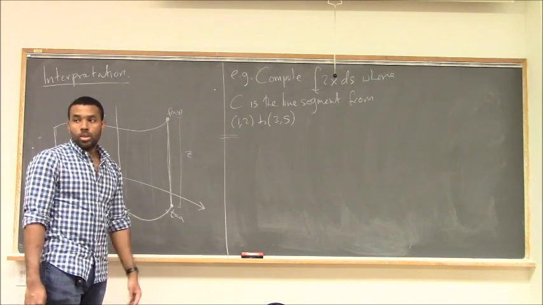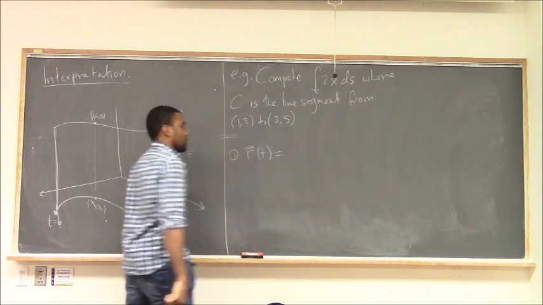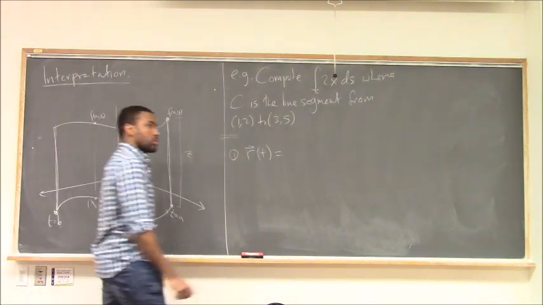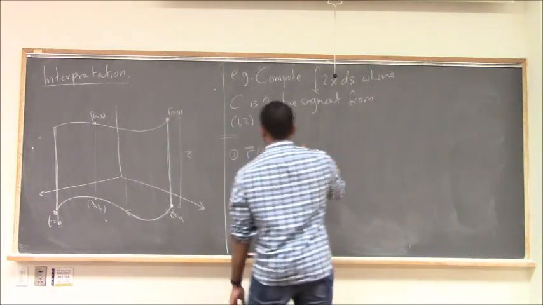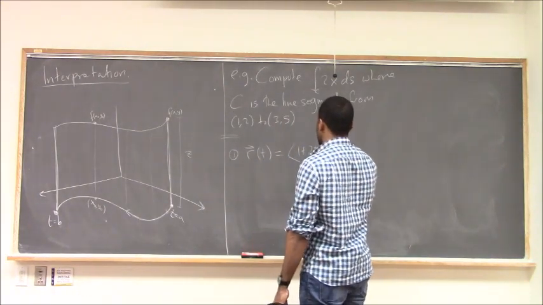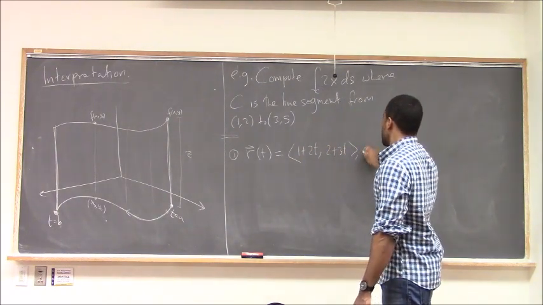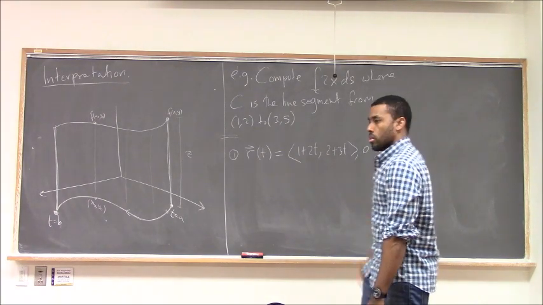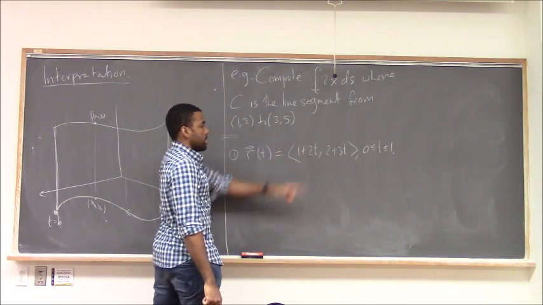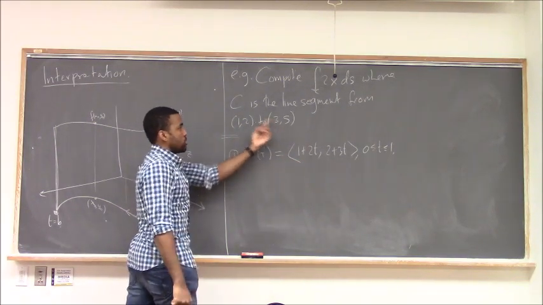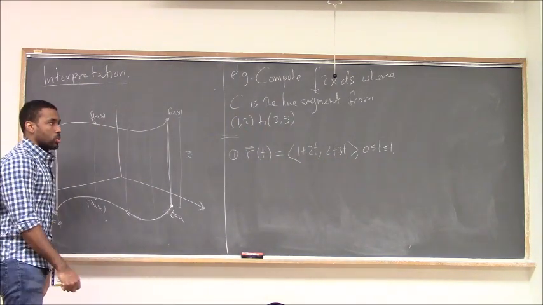Let's find r of t first. We need to find r of t. Okay, which is? 1 plus 2t, comma, 2 plus 3t, where t goes from 0 to 1. So you start at 1, you need to add 2 to get to 3. You attach t to that. Start at 2, you need to add 3 to get to 5. So it's 2 plus 3t. t goes from 0 to 1. So that's an easy way to parameterize anything.